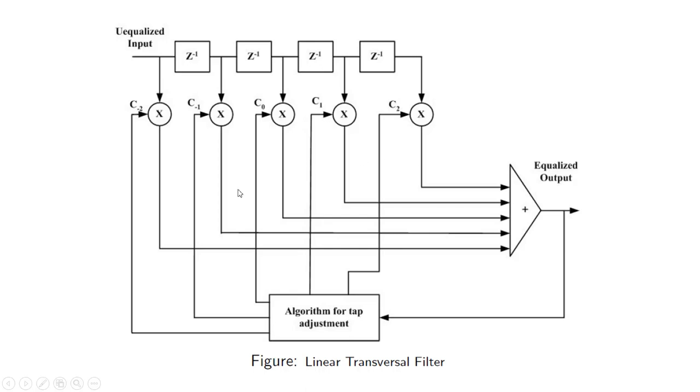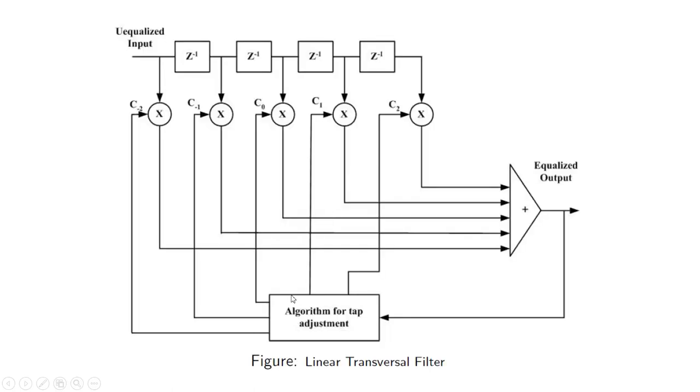This is the representation of the transversal filter. This is the delay line, and these are the coefficients of the filter. There will be some algorithm for tap adjustment. We will see what criteria we will be using for the selection of the coefficients. And finally, the output will be the equalized version of the final output. I mean, you will get IK hat here. Fine.